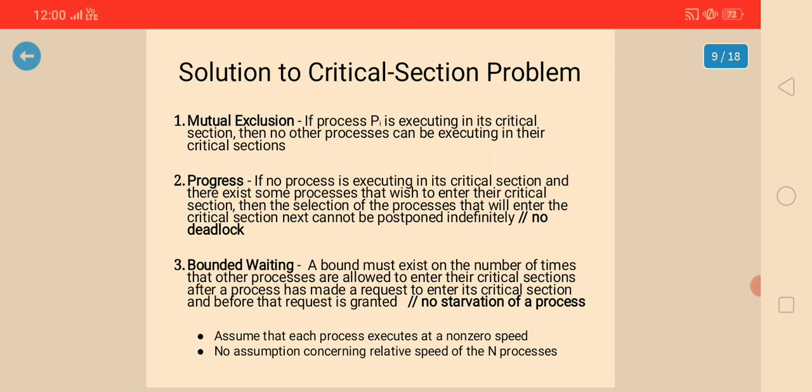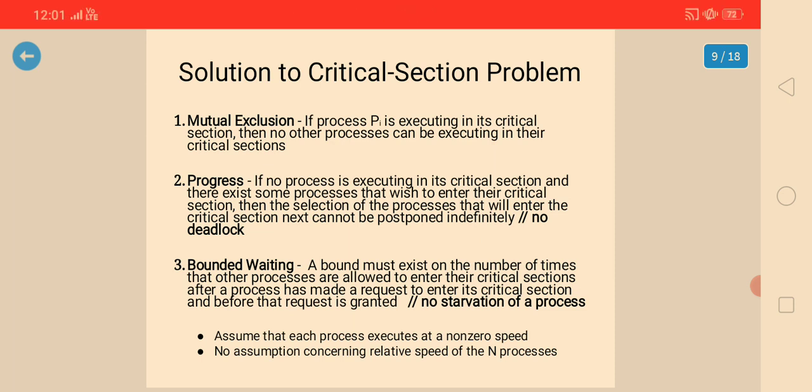Progress, in the sense of what? If no process is executing in the critical section and there exist some processes that wish to enter their critical section, then the selection of the process that will enter the critical section cannot be postponed indefinitely, meaning here no deadlocks. Once the process finishes executing, it will allow any other process that wants to execute in the critical section to enter.